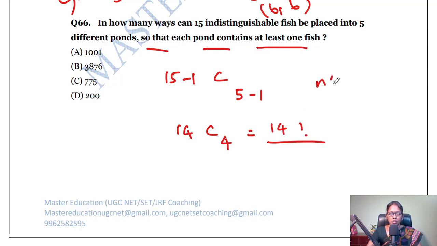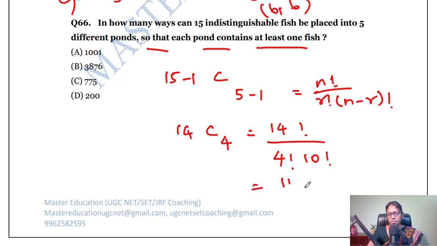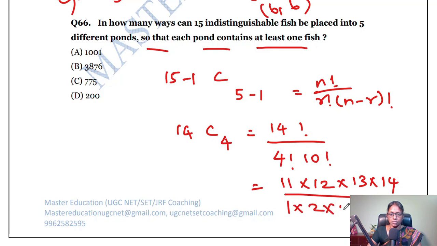14C4 is nothing but 14 factorial over 4 factorial into 14 minus 4 factorial, which I already explained: nCr is n factorial over r factorial into n minus r factorial. So 14 factorial divided by 4 factorial and 10 factorial. The 10 factorial upstairs and downstairs will cancel. So 11 into 12 into 13 into 14 divided by 1 into 2 into 3 into 4. 4 3s are 12, so 12 will be cancelled. The 2 will cancel, leaving 7.